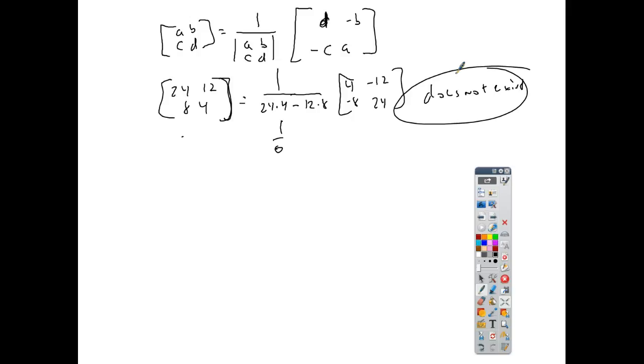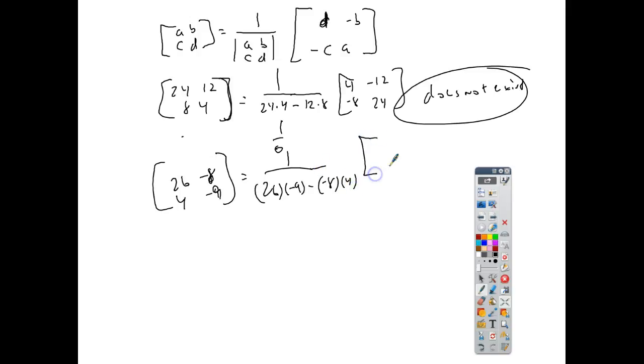So far, so good? Okay, so let me do the next one because I'm at 13 minutes and I'm going to run out of time, so I have to do this really fast. Here we go. 26, negative 8, 4, negative 9. The numbers are really large and I have trouble doing this. So it's 1 over 26 times negative 9 minus negative 8 times 4. Here comes my matrix. Flip the negative 9 into 26. Change the sign of this. Change the sign of that. And I got my matrix back here.